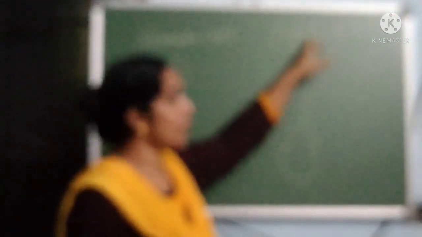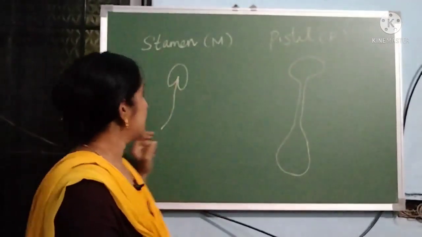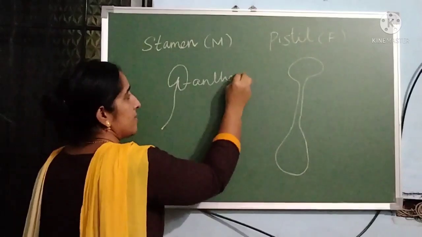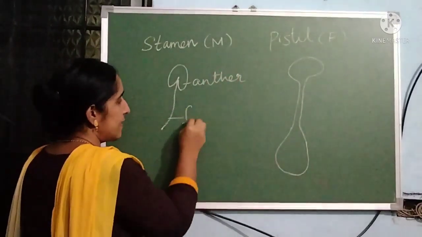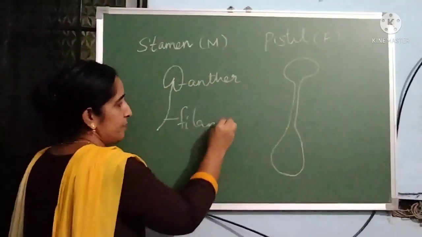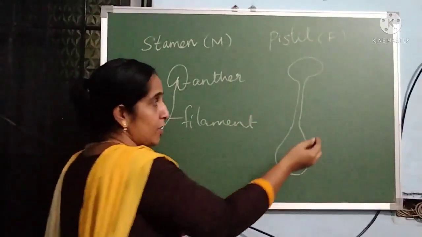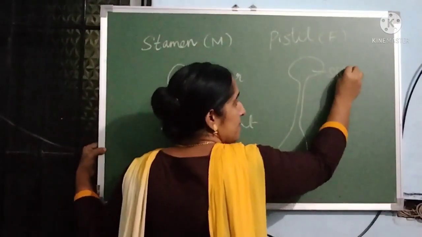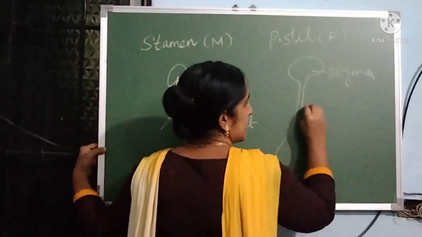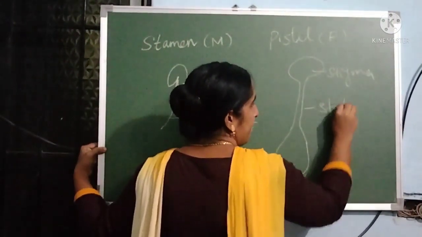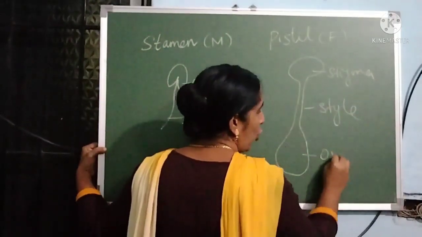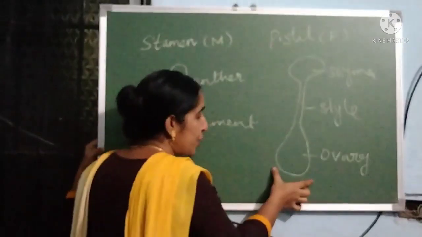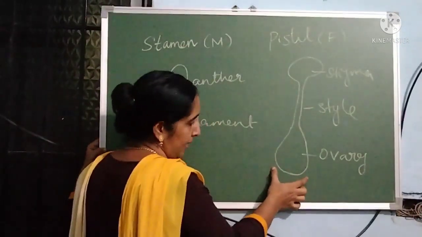Stamen and the female reproductive organ is pistil. Okay, stamen consisting of anther and the filament. Anther and this one is filament. And the female reproductive organ, that is pistil. Pistil consisting of stigma, style, and this one is ovary. So ovary is the female reproductive part of a plant.